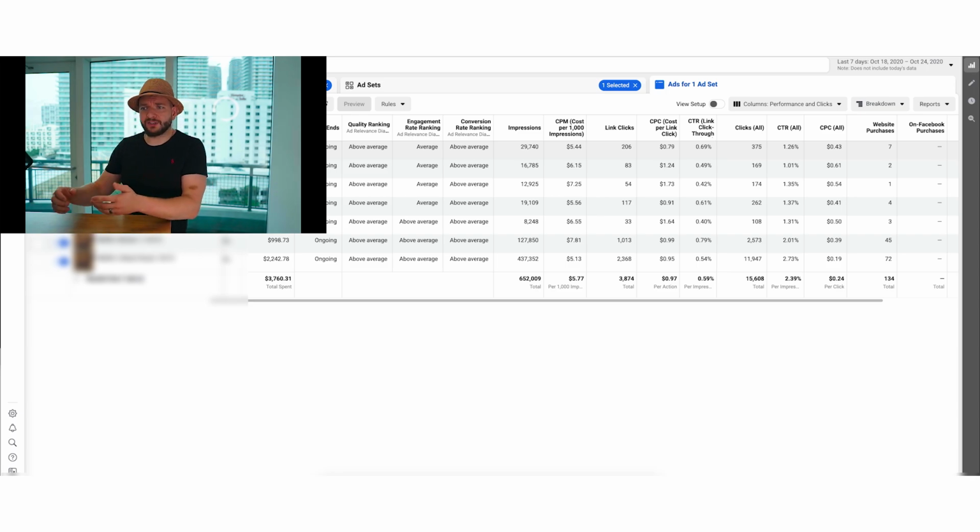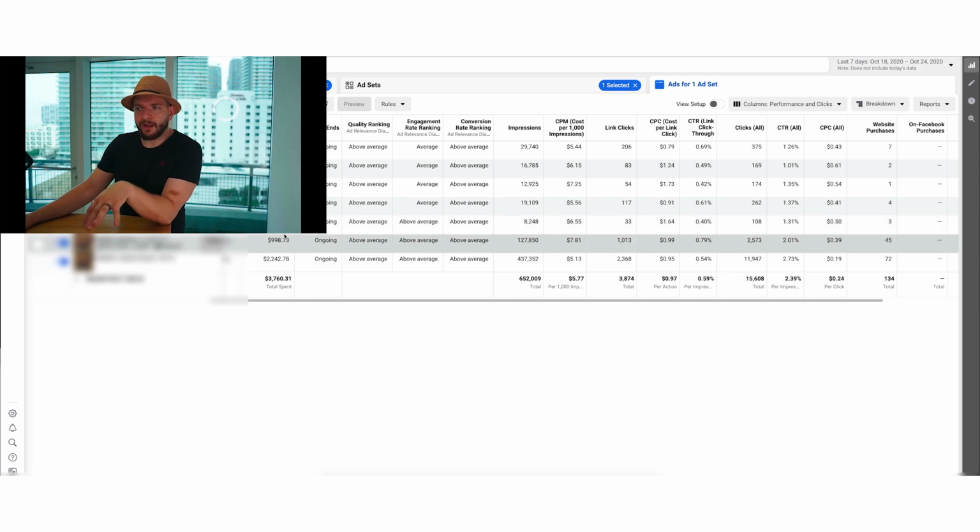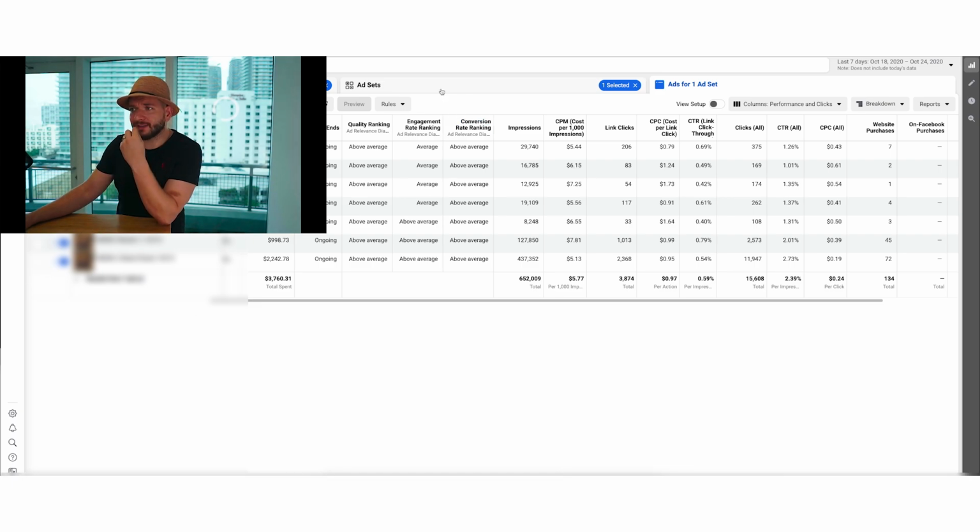The reason why it's so scalable, guys, is because again, it has so many different angles, right? So for example, this one here has 7 different angles, just one ad set. And this is how we approach things, right? This is why it is scalable, guys.